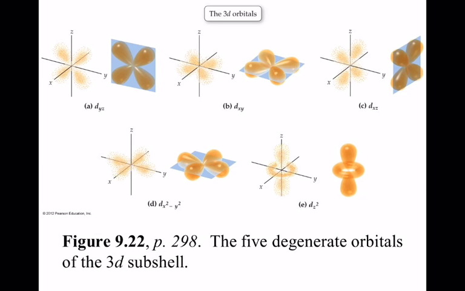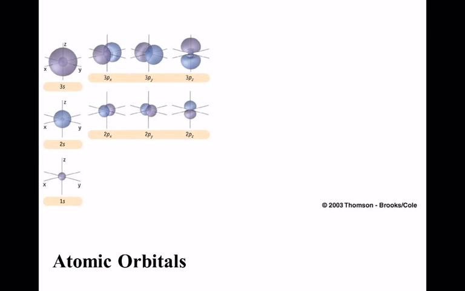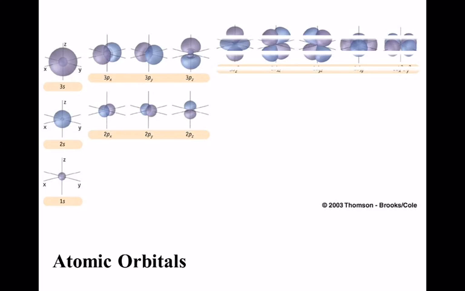And shape and energy, obviously, of the subshells have consequences. So just to summarize, these are all s's. Notice that they're getting farther from the nucleus. We have 1s, 2s, 3s. Here's our p's, 2p and 3p. And there's our d.